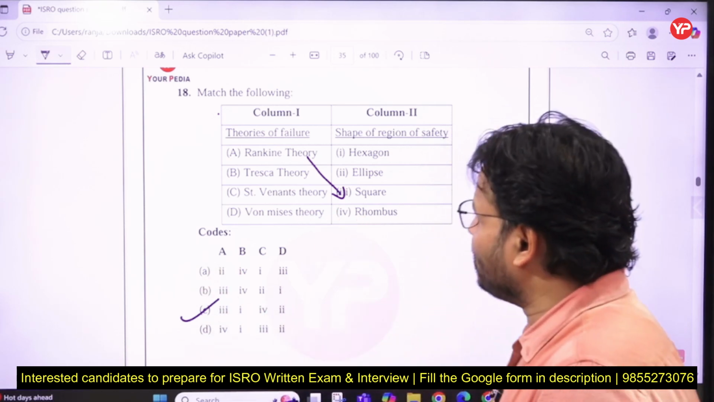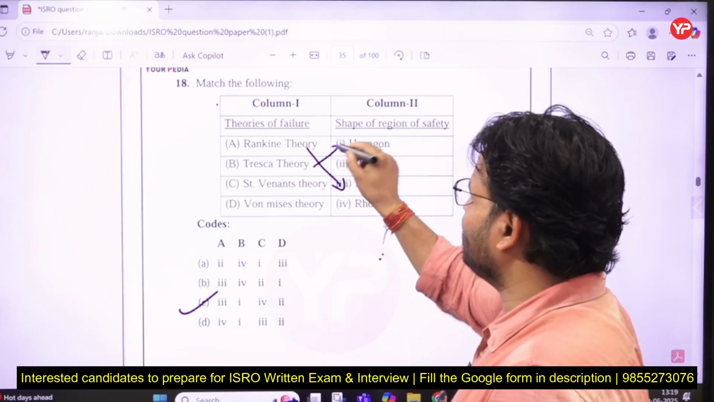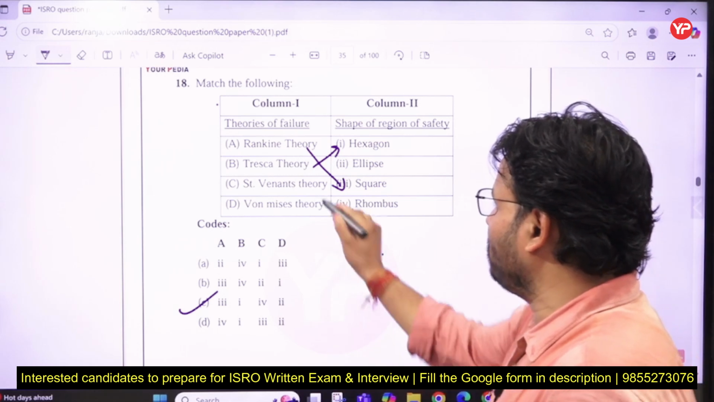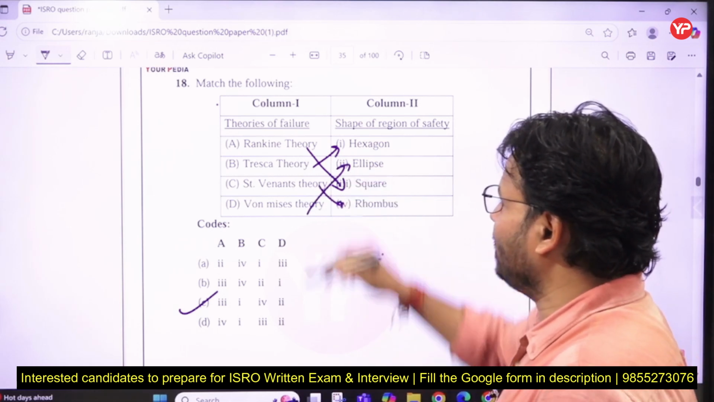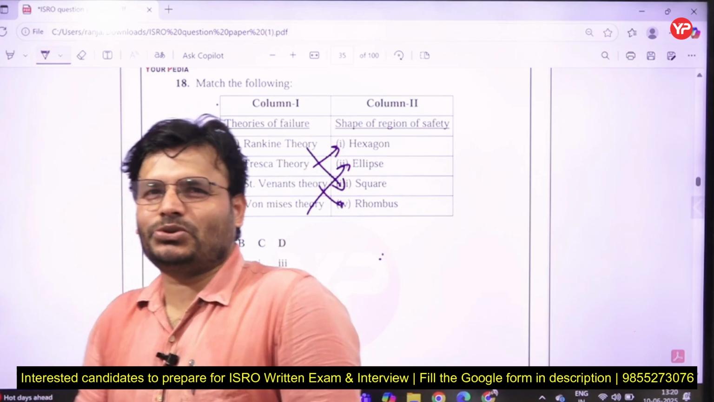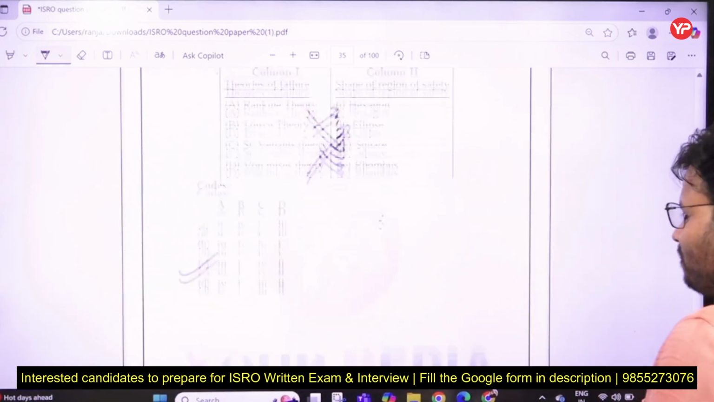If you talk about Tresca theory, yes, it is a hexagon, right? Saint Venant's theory, if you talk about, it is a rhombus, and this is an ellipse. So if that type of question is going to be asked, my dear friends, try to eliminate the options and you will get the answer.